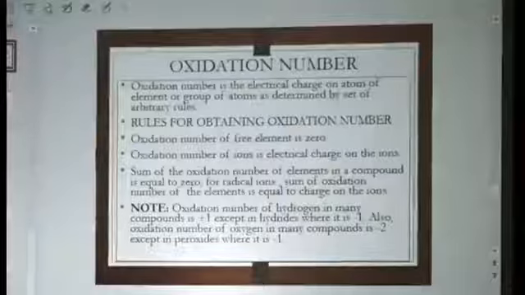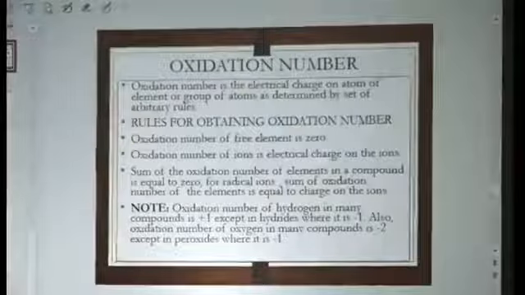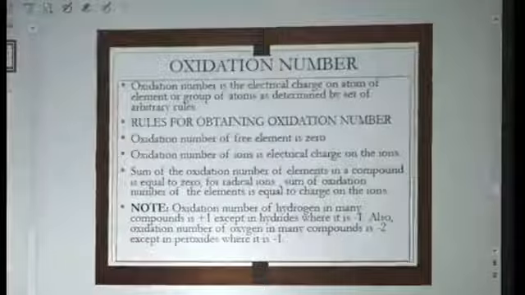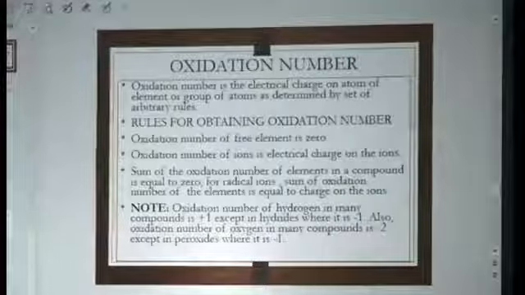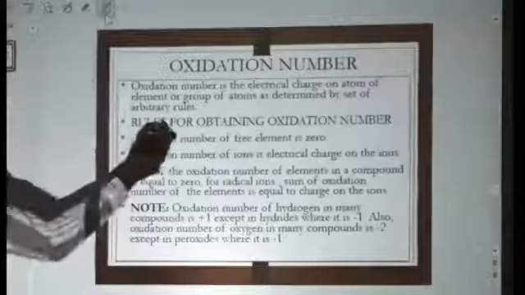Now, oxidation number. What is oxidation number? The oxidation number of an element in a molecule or ion is the electrical charge the element possesses as determined by a set of arbitrary rules. In other words, if we are to calculate the oxidation number of elements in a compound or ion, there are some rules we must follow. For example, the oxidation number of elements in a free state is equal to 0. That means when you have elements in an uncombined state, it has an oxidation number of 0.